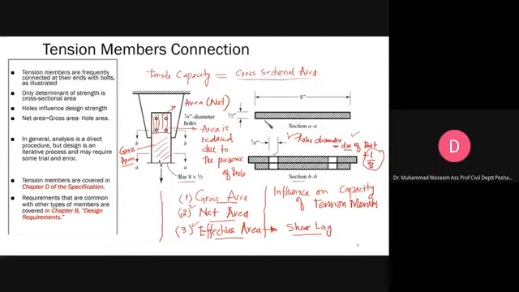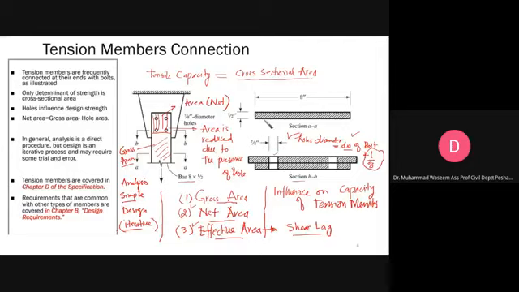Now this is all about the different areas which we are going to use in analysis and design of tension members. There is another statement on this slide: analysis of tension members is a straightforward, simple procedure. Design of tension members is iterative. You have to repeat your steps with different assumed values, but it is not very cumbersome, it is very easy.